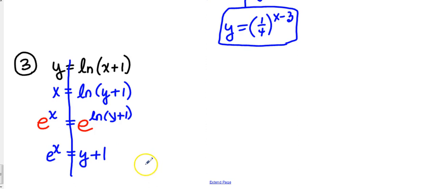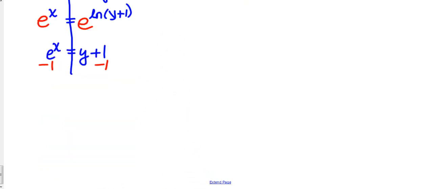Now that we've unlocked y from that exponent position, we can solve for y. My last step to solve for y would be to subtract 1 from both sides. So I get y equals e to the x minus 1, and I'm all done.